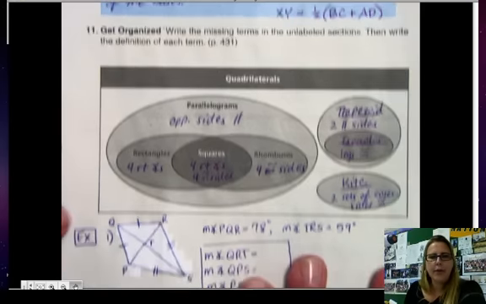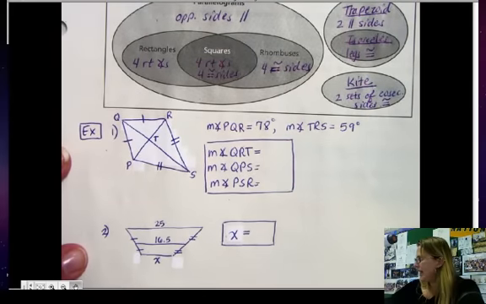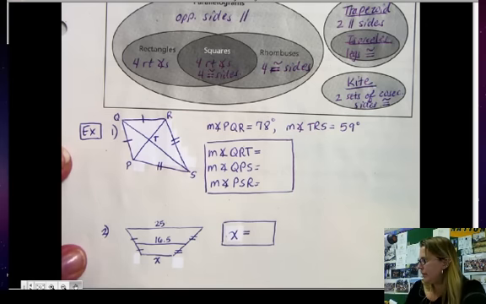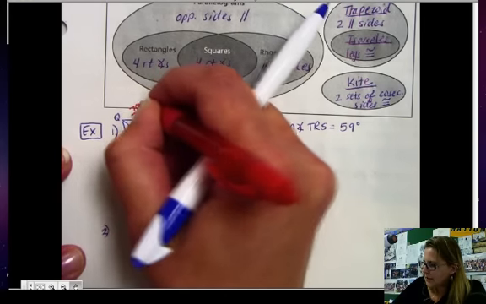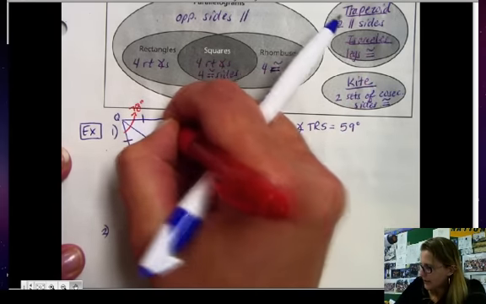Okay, so now let's do a few problems. I just have a few here for you. And the first one is a kite. And we know that it's a kite because we have these markings here. And we have a few bits of information. First of all, we are told that PQR is 78, so let's write that in, 78 degrees. We're told that TRS is 59 degrees.